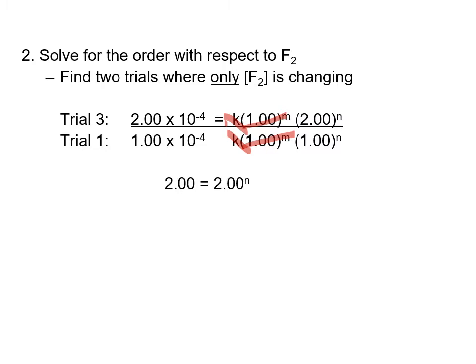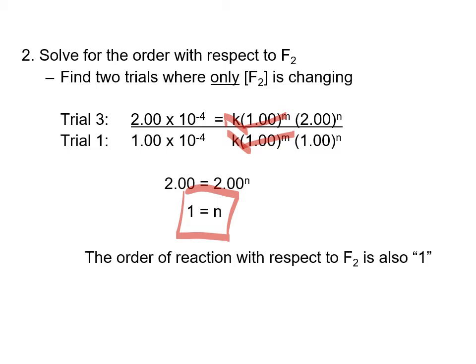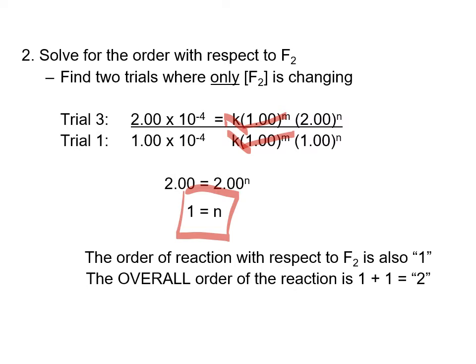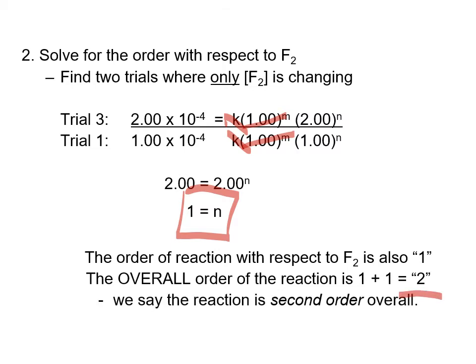and very quickly we get to 2 equals 2 to the power of n. So we also know that the exponent for the F2 reactant must also be 1, or that is to say that it is first order with respect to F2 as well. We could sum those two exponents together and say the overall order of the reaction, because NO2's exponent is 1 and F2's exponent is 1, the overall order is going to be 2. So we can say the reaction is second order overall, or first order with respect to each of the individual reactants.